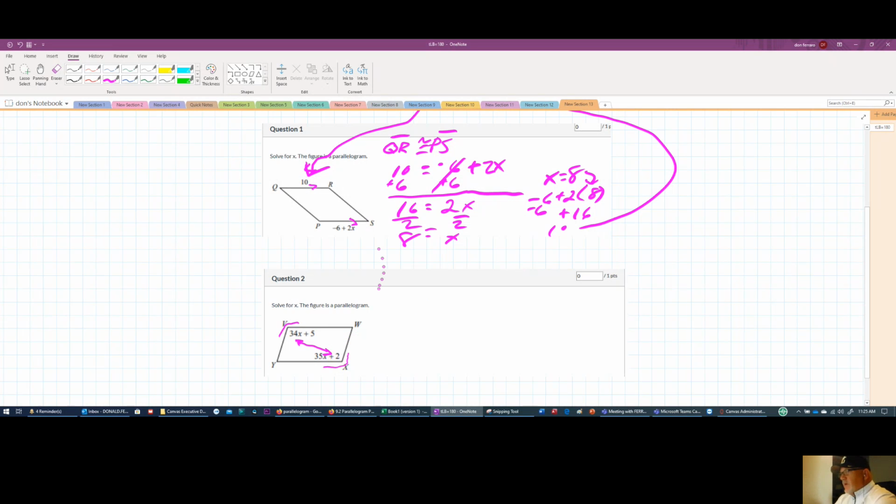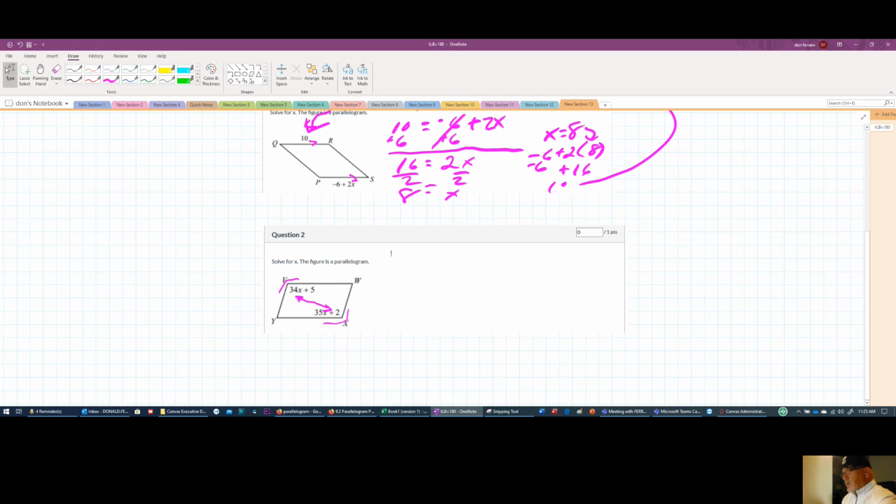So since we've got angle, let me just move this up a little bit. We've got angle is congruent to angle X, and angle V, okay, we're going to grab this formula right here, is 34x plus 5, and that is equal to 35x plus 2, okay?